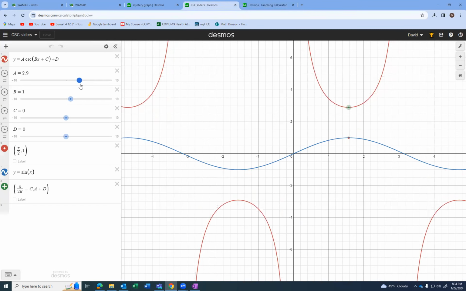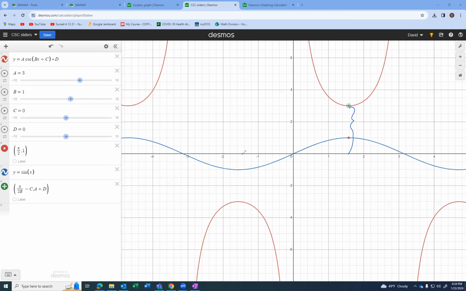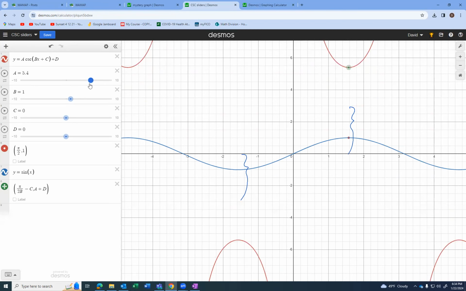If I move a to about 3 there, it looks like the height that I'm dealing with is 3 units here. I've got a 3-unit value from the origin up, or from the origin down. It's a 3-unit dip in there. And if I make a larger, it gets even larger. If I go to about 5, my amplitude is 5. It's a total of 10-unit spread from peak to bottom.